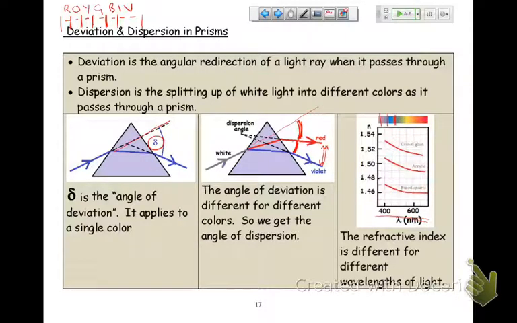So we say deviation is the angular redirection of a light ray when it passes through a prism. Dispersion is the splitting up of white light into different colours as it passes through the prism. The angle of deviation applies to a single colour. Single colour comes in, gets deviated. The angle of deviation is different for different colours, so we get the angle of dispersion. And there's a graphic of it.